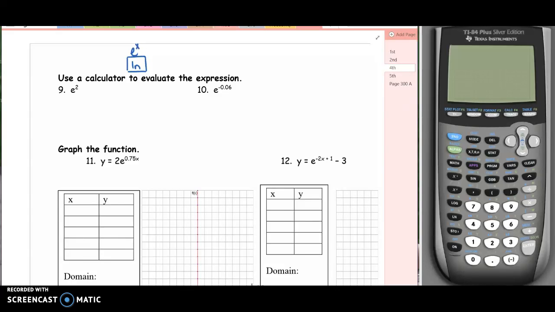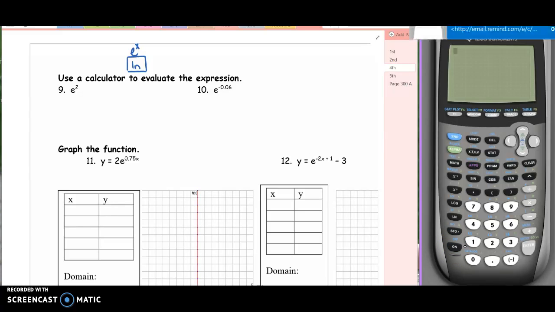If you can find your ln button, which is called the natural log, and we'll be talking about the natural log in the second half of this chapter, there's a reason that e is called the natural base, because it's the base of the natural logarithm. So natural log and e are very tied together. So look for your ln button, you will find your e directly above it.